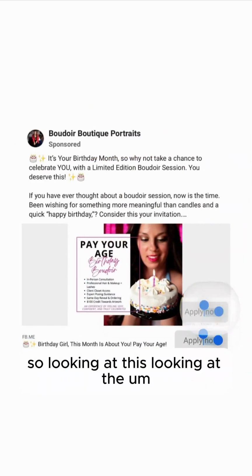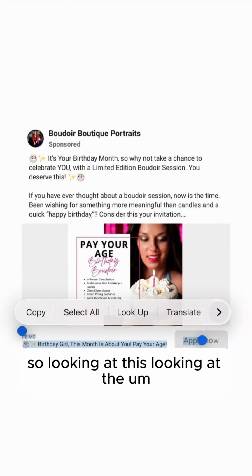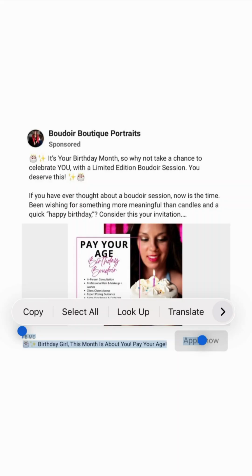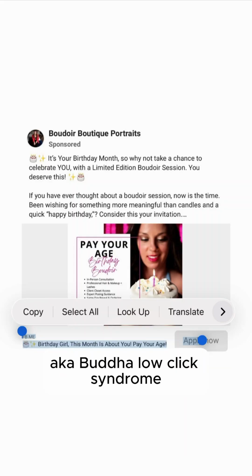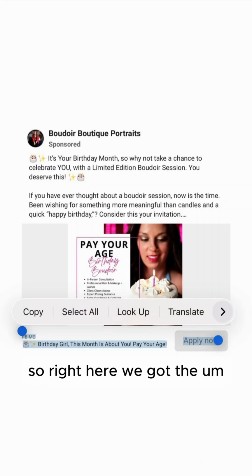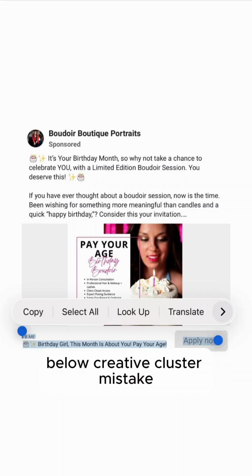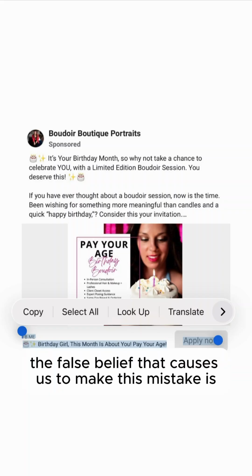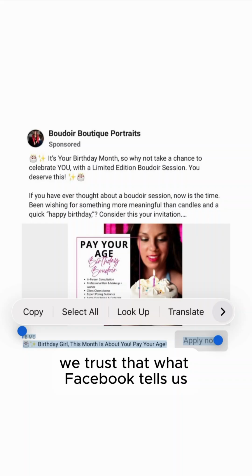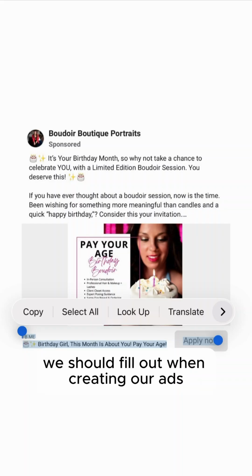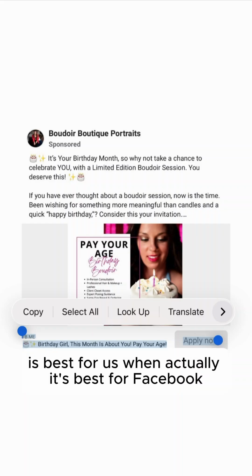So looking at this, we're going to diagnose this, see if we believe it has BLCS, aka Boudoir low click syndrome. So right here we've got the below creative cluster mistake. The false belief that caused us to make this mistake is we trust that what Facebook tells us we should fill out when creating our ads is best for us, when actually it's best for Facebook.